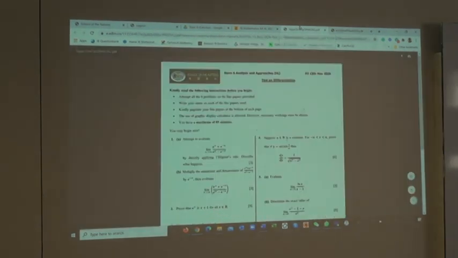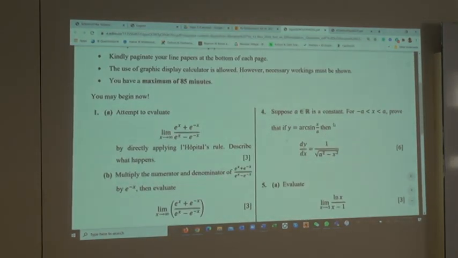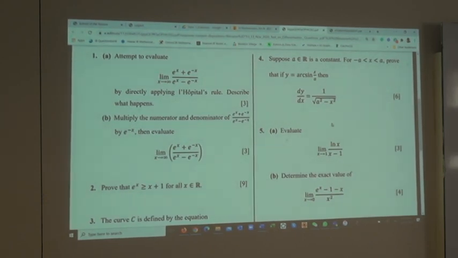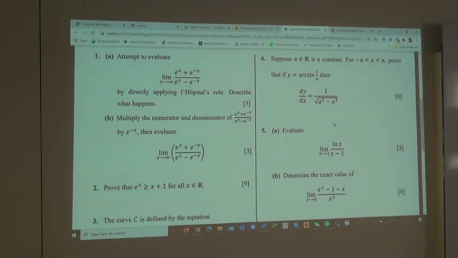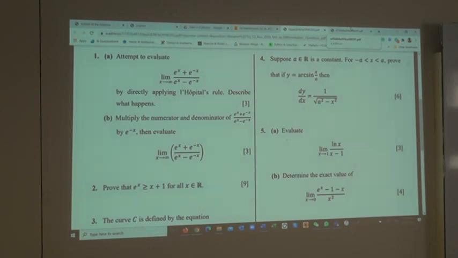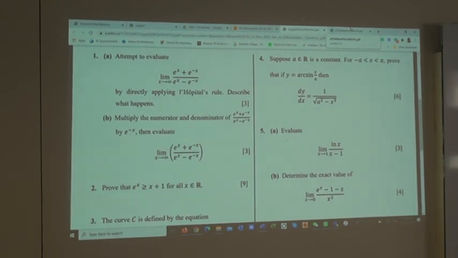Ready? Okay, so let's quickly look through this. The first question says, attempt to evaluate directly by applying L'Hopital's rule. Describe what happens. While some of you wrote some stuff, if I was going to apply L'Hopital's rule, I need you to at least differentiate, right? Because that's what L'Hopital's rule tells you to do. You differentiate the numerator and denominator, and tell us what happens to that.